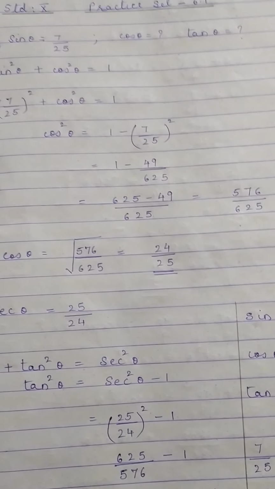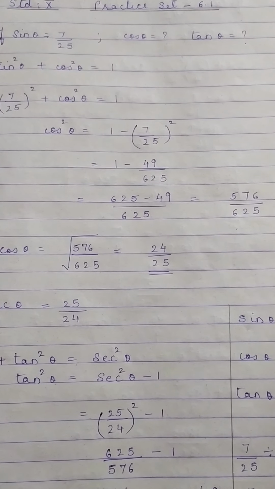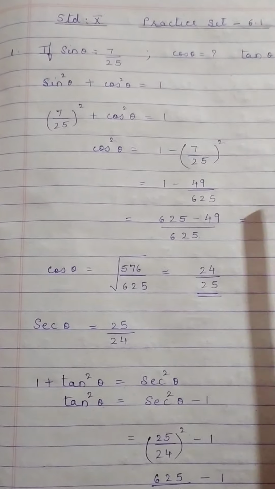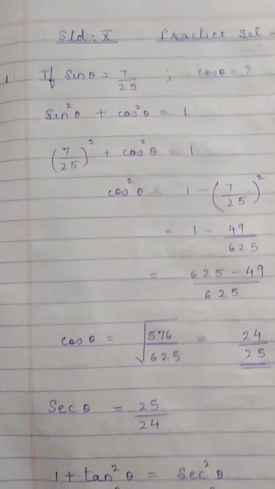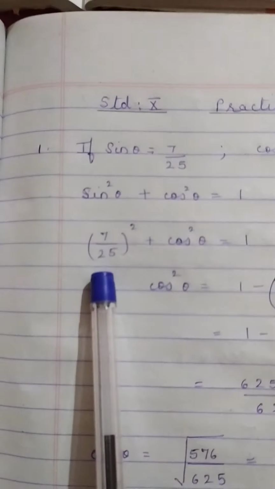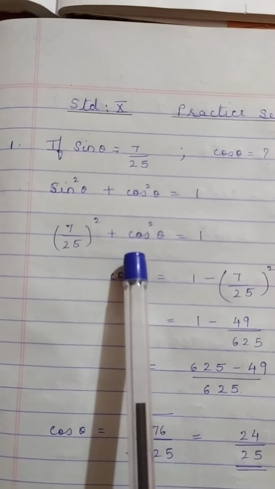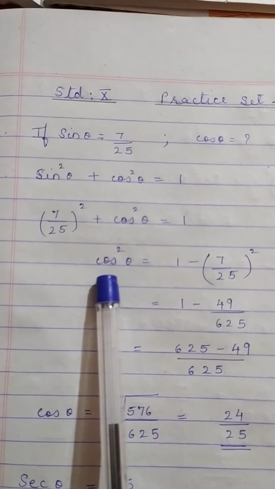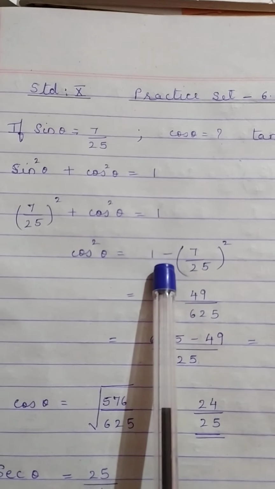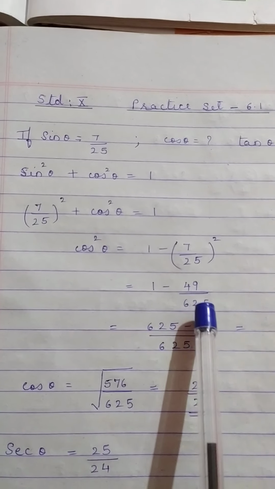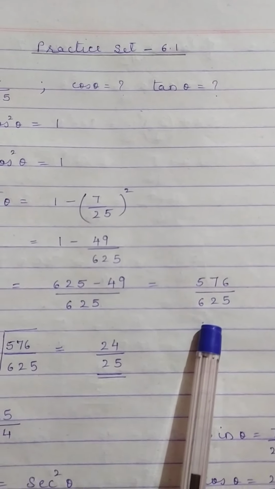Question number 1. If sin theta equal to 7 upon 25, find the values of cos theta and tan theta. So we use the first identity, sin square theta plus cos square theta equal to 1. Substitute 7 by 25 because this is the value given for sin theta. Square it plus cos square theta equal to 1. Therefore, cos square theta equal to 1 minus, so when this value comes aside, it's minus. Squaring this, you get 49 by 625. Take the LCM, you have 576 upon 625.